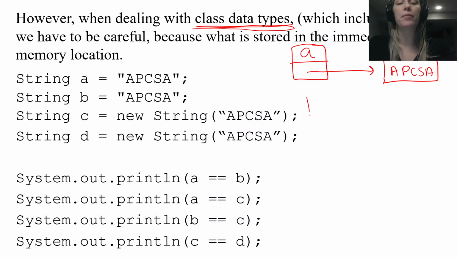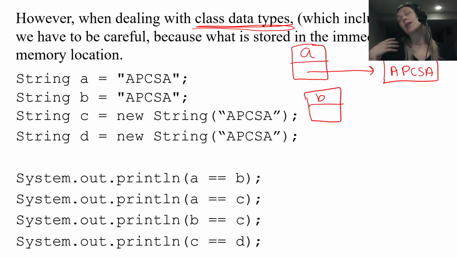Same thing with B. Now the thing with B, whenever a string literal is created in Java, Java has this efficient way of dealing with strings called a string pool. This is going a little bit beyond the course, by the way, but I just want to explain it fully. Java has what's called a string pool. And what that means is if you created a string literal, like you did in the first line of code there, it's going to create that literal in a string pool.